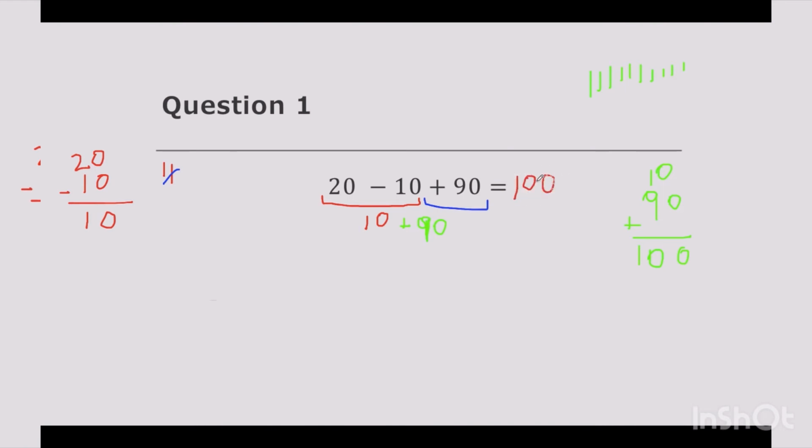So 20 minus 10 plus 90 equals 100. And let's check my answer. And let's check your answers too. You got this correct. Alright, the answer is 100. So you guys got this correct.